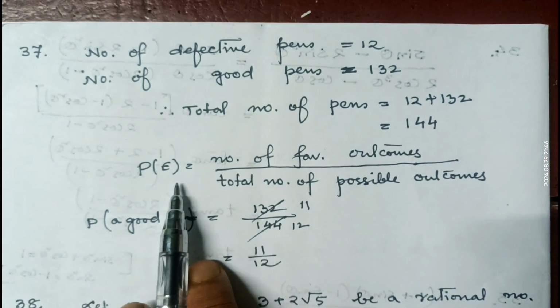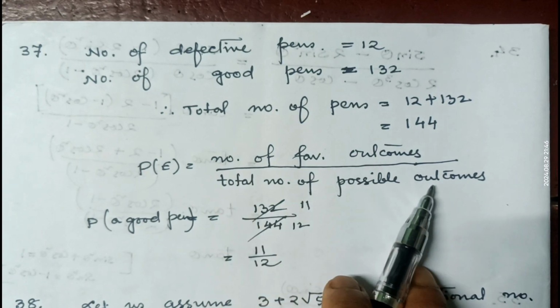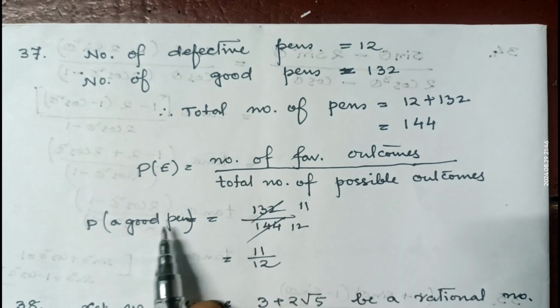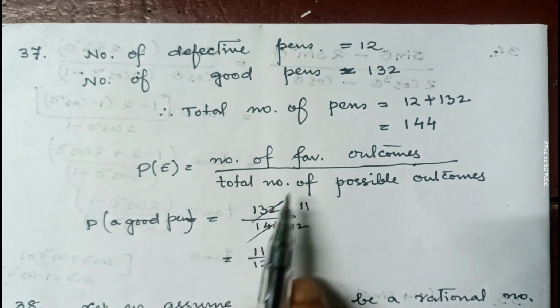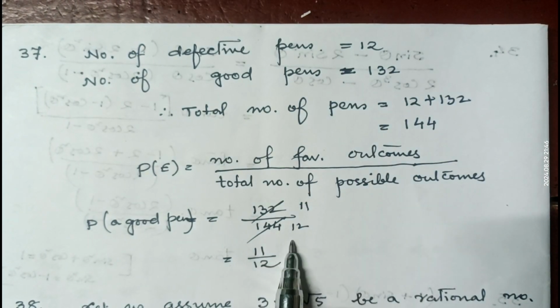Now we know the probability of an event is the number of favorable outcomes by the total number of possible outcomes. Since we want a good one, the favorable outcomes will be 132 and total outcomes is 144. If you cancel by 12, 12 twelves are 144 and 12 elevens are 132. So 11 by 12 is the answer.